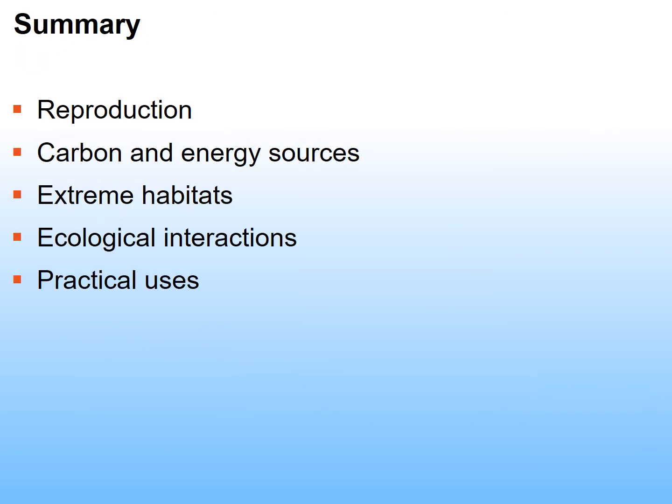Now, in summary, we talked about several things about prokaryotes and the way they live, right? So their lifestyles, including how they reproduce, different modes of reproduction, and how they obtain their carbon and energy, different types of extreme habitats that some bacteria, or prokaryotes, can survive in, and their ecological interactions, and of course practical uses of bacteria. So the next segment's going to be on the groups of bacteria, if you do these in order.